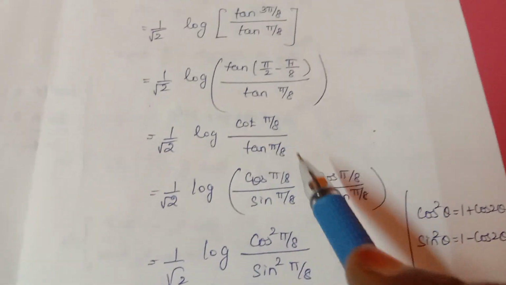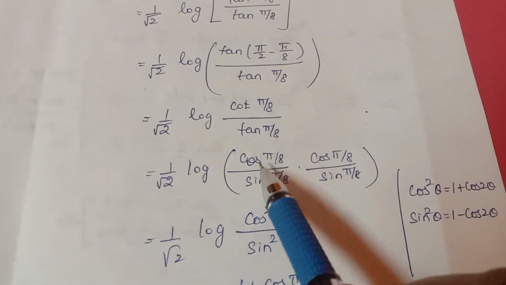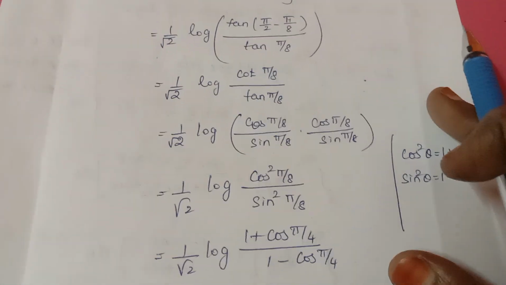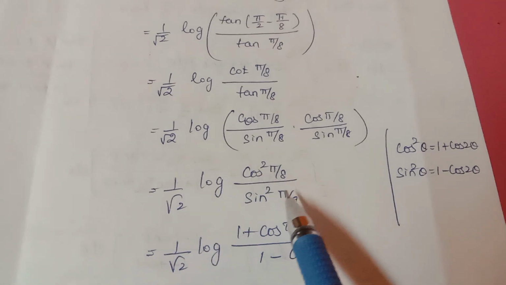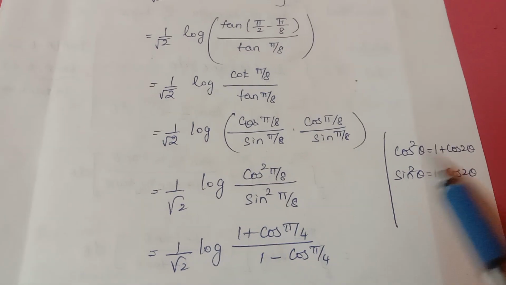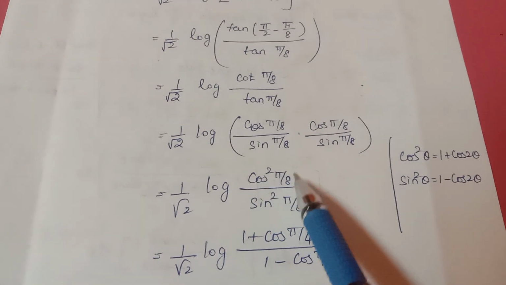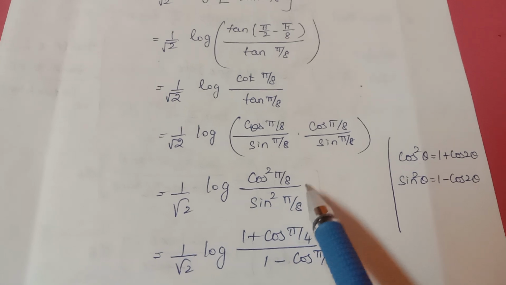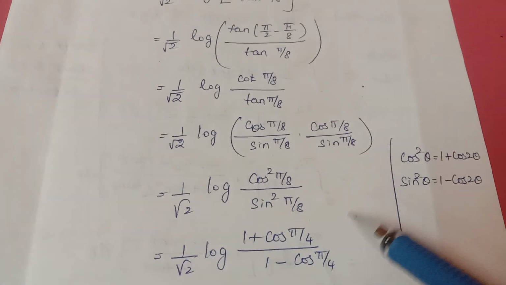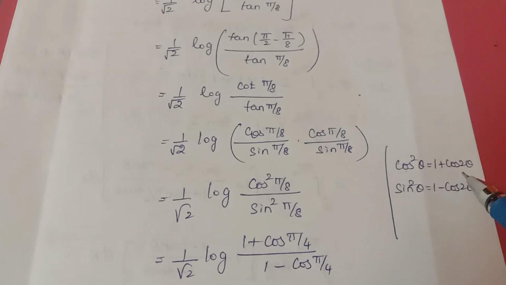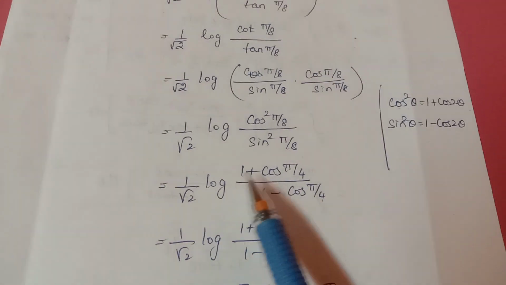What is cot theta? Cot is nothing but cos by sin and tan is nothing but sin by cos. So it will be simply cos square pi by 8 by sin square pi by 8. So what I am getting is 1 by root 2 log of cos square pi by 8 by sin square pi by 8. If they were standard values, I could substitute the values and simplify. These are not standard values, so I am doing substitution. Cos square theta equal to 1 plus cos 2 theta by 2 and sin square theta equal to 1 minus cos 2 theta by 2. So you substitute it here.